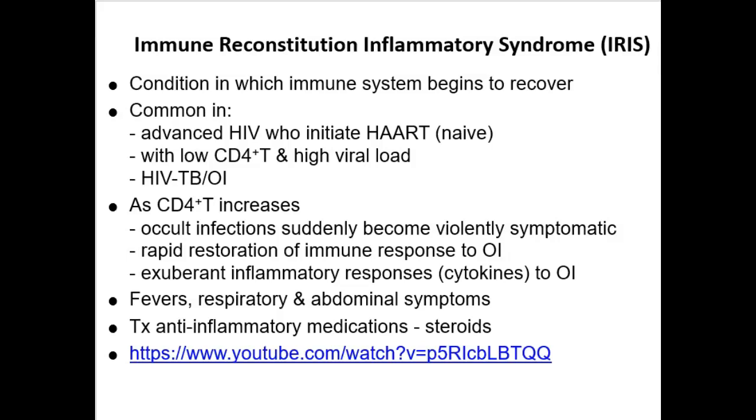People who are at risk for IRIS would be those with advanced HIV who have not had medication before. Somebody who has a low CD4 and a high viral load. Anybody who has HIV, TB, or another opportunistic infection. And how do we fix this? If the immune system comes on too much, usually anti-inflammatory medication, steroids.